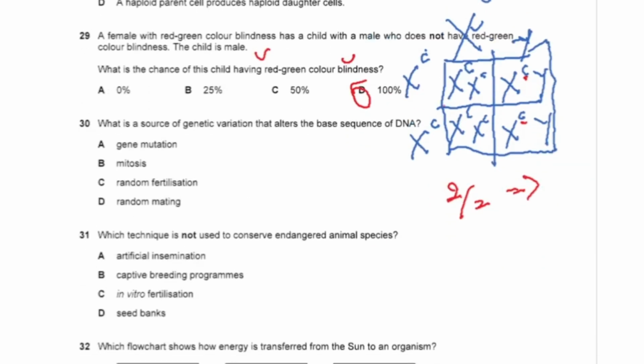Moving on to the next question. What is a source of genetic variation that alters the base sequence of DNA? Of course, any genetic variation that would alter the base sequence would have to occur at the genetic level. So that is a gene mutation.